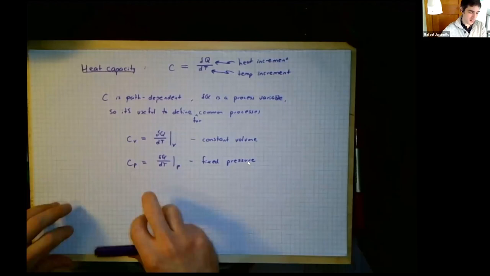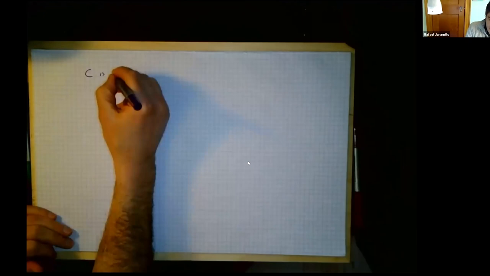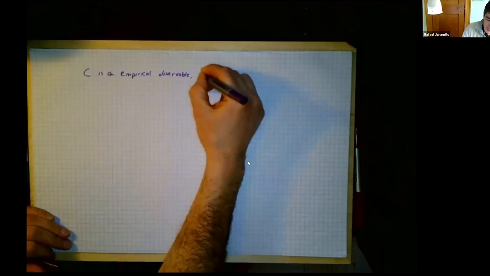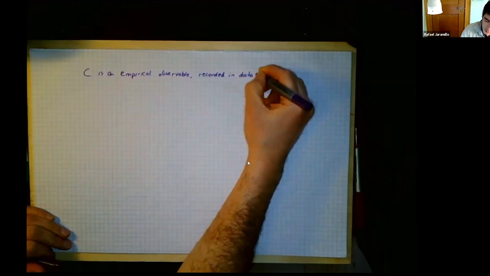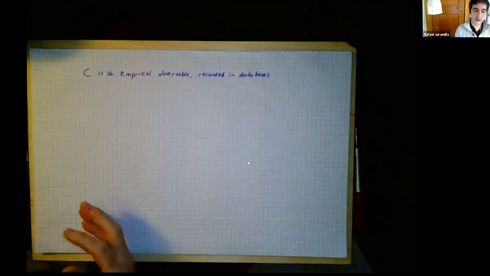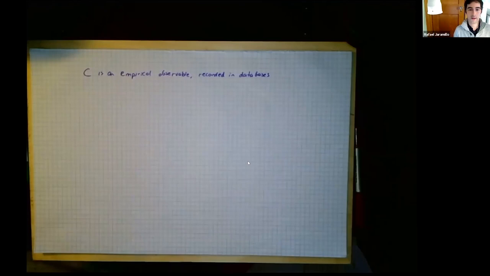All right. C is an empirical observable recorded in databases. That's really important. Maybe you know that, maybe you don't. But the heat capacity of a system tells you so much about that system. But most of those things you can't calculate from first principles. They need to be measured and then reported.